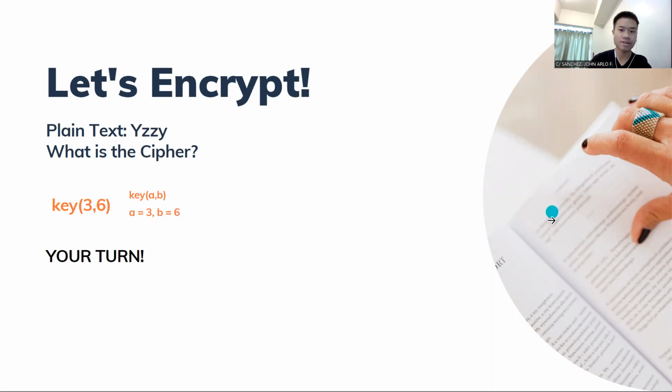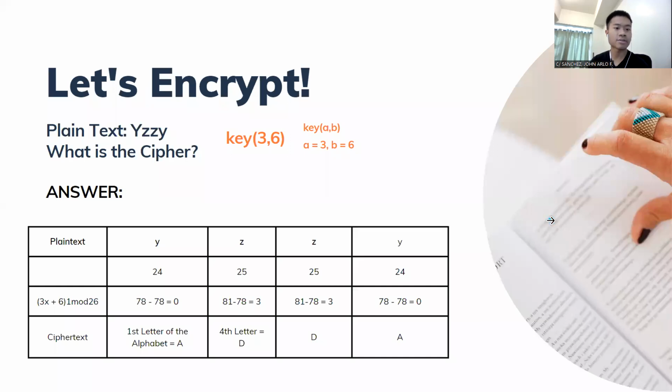Pause now and see if you can get it. Okay, did you get it? So here is the answer solution. So we have easy, Y, Z, Z, Y in plain text. We convert them to numbers. Remember, Y is the 25th letter of the alphabet. Subtract by 1, you get 24. Same goes for Z. It's the 26th letter of the alphabet. Subtract by 1, you get 25. Now we just repeat these for Z and Y here.